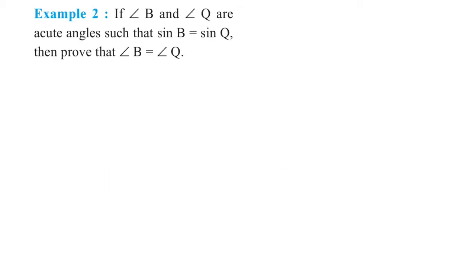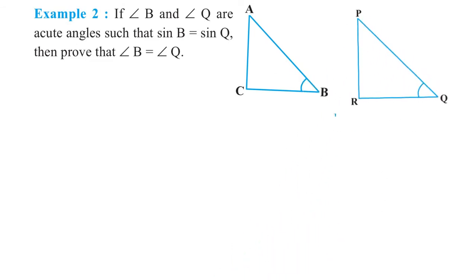Let's try this. If angle B and angle Q are acute angles such that sine B is equal to sine Q, then prove that angle B is equal to angle Q. So, let's take up two triangles first, triangle ABC and triangle PQR, where we have to prove that angle B is equal to angle Q. And sine B is going to be, we know sine, opposite over hypotenuse, AC over AB. So, then we have sine B as AC over AB.